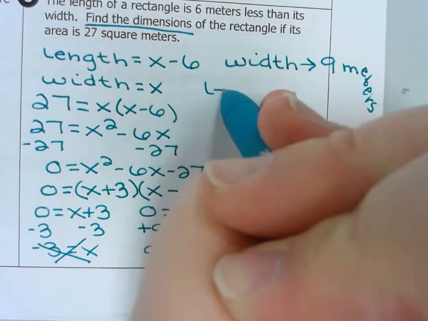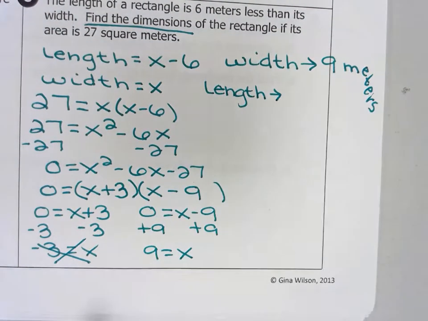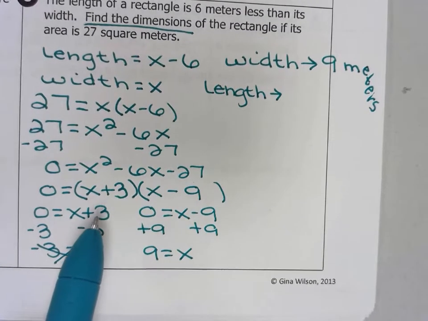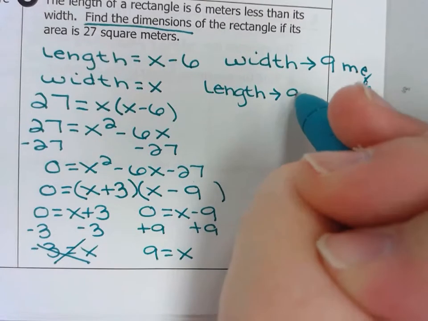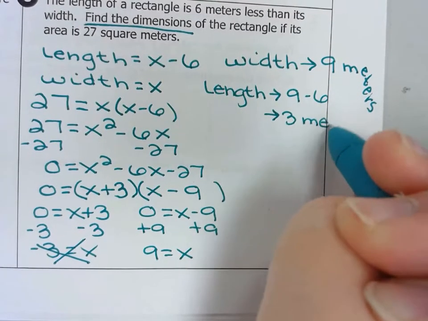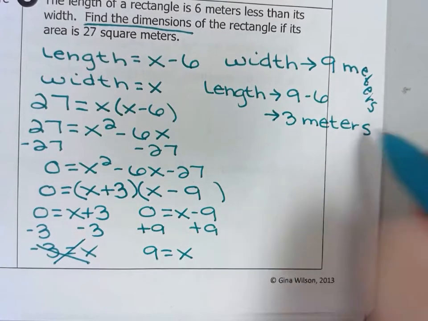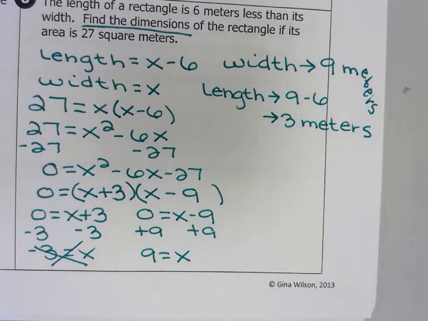My length will be, how do I find my length? 9 minus 6. X is 9. What's 9 minus 6? 3 meters. So make sure you answer the question. If they're asking for the dimensions, I need to see the width is this, the length is this. If they're saying just find the x values, all you need to find is x equals. Okay, any questions on that?